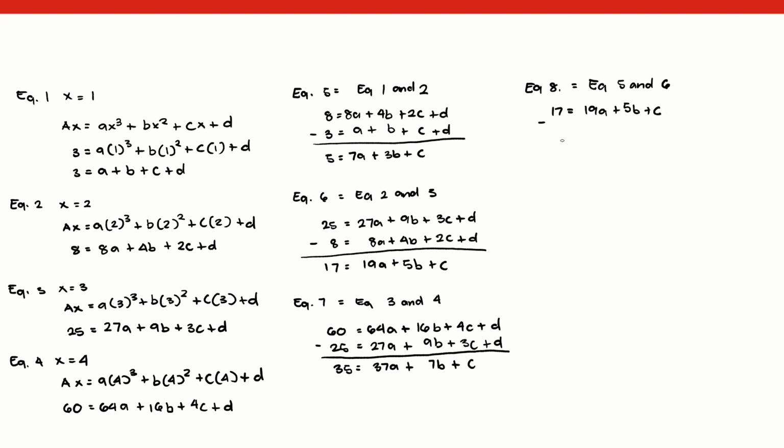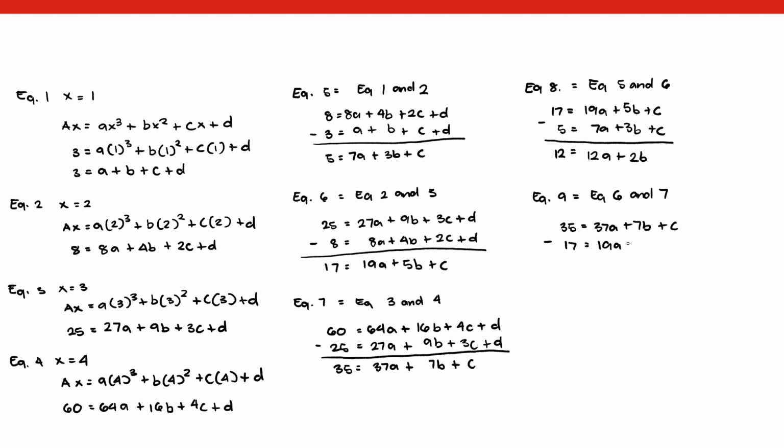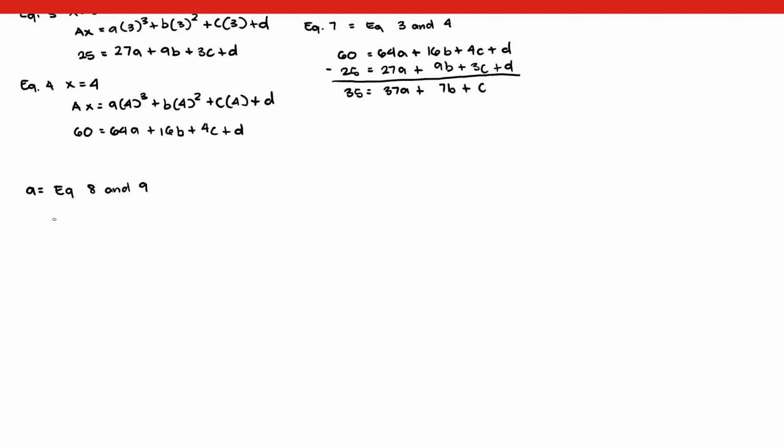Equations 5 and 6: 17 minus 5 equals 12. 19a minus 7a equals 12a. 5b minus 3b equals 2b. c minus c equals 0. So this is our equation number 8. Equations 6 and 7: 35 minus 17 equals 18. 37a minus 19a equals 18a. 7b minus 5b equals 2b. c minus c equals 0. So this is our equation number 9.